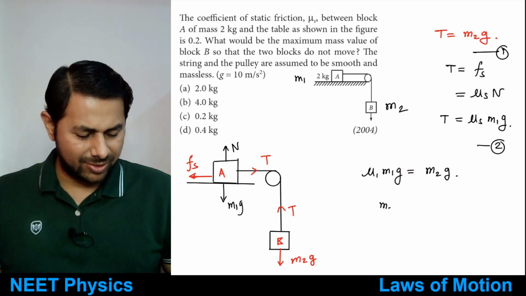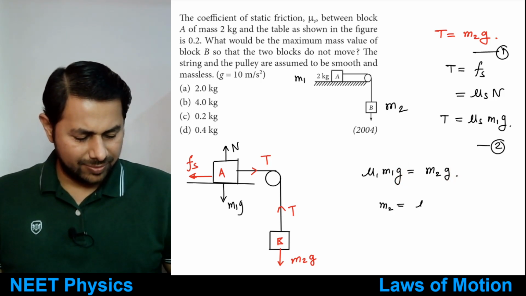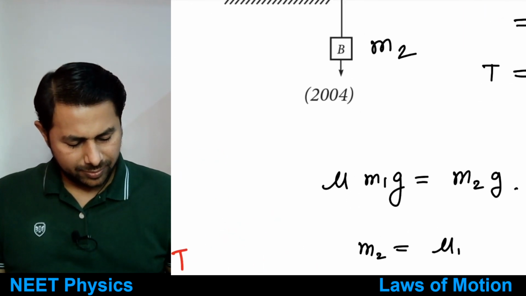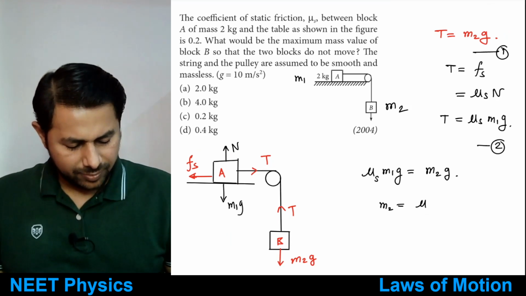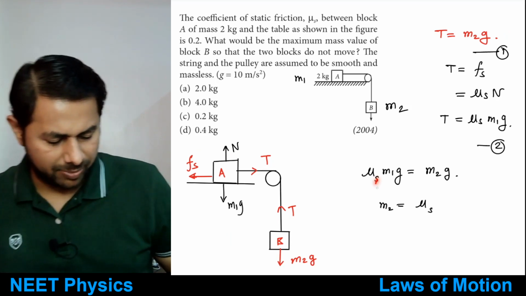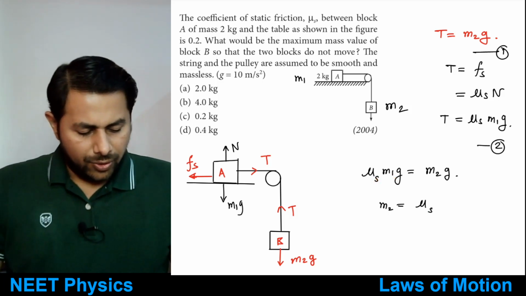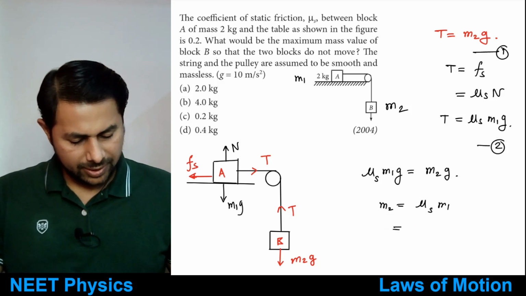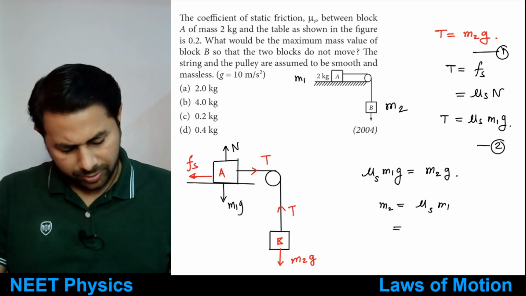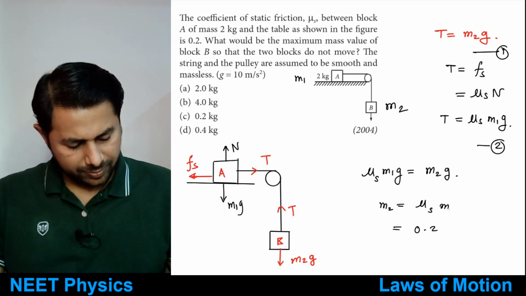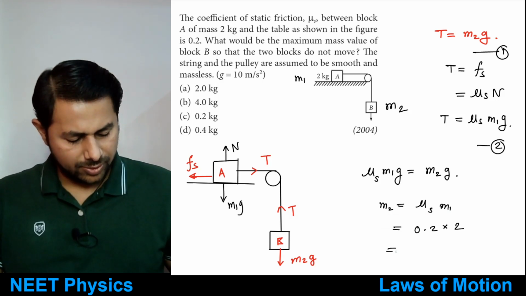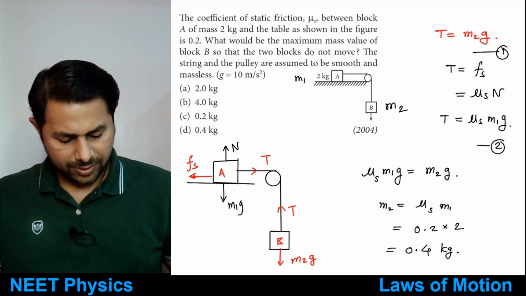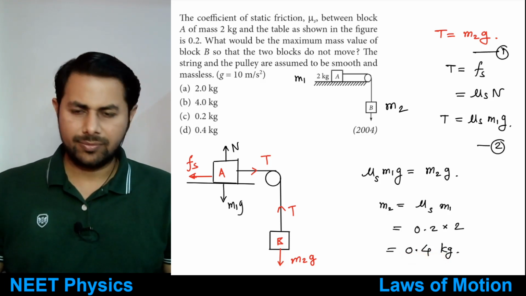Okay, so just put the values. Mu s times m1, I wrote mu1 but it's mu s times m1. Okay, so this thing is clear. Mu s times m1, and what's mu s? It's 0.2, multiplied by m1. What's m1? m1 is 2, so 0.4. So 0.4 kg is the answer, right? This thing is clear? Yes, no?